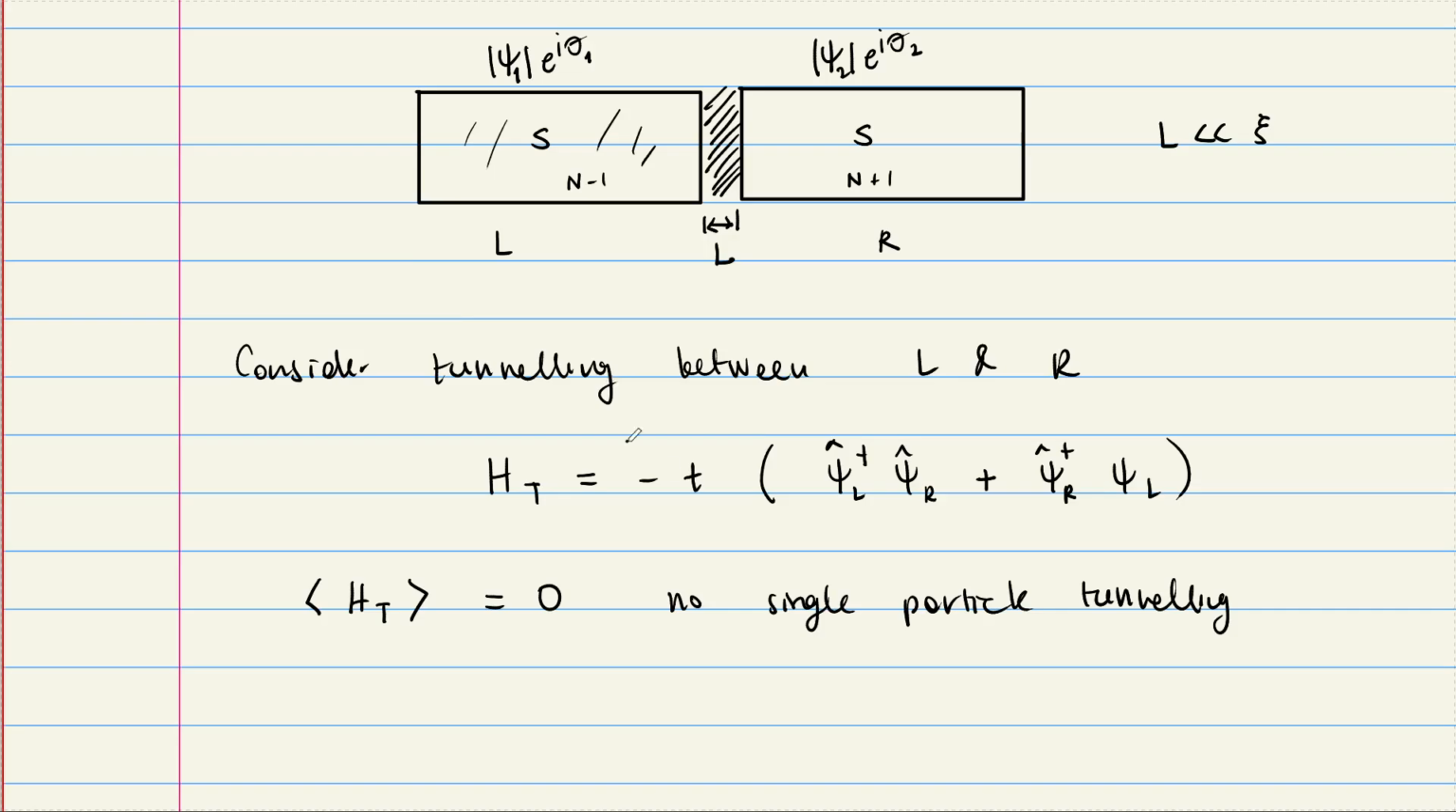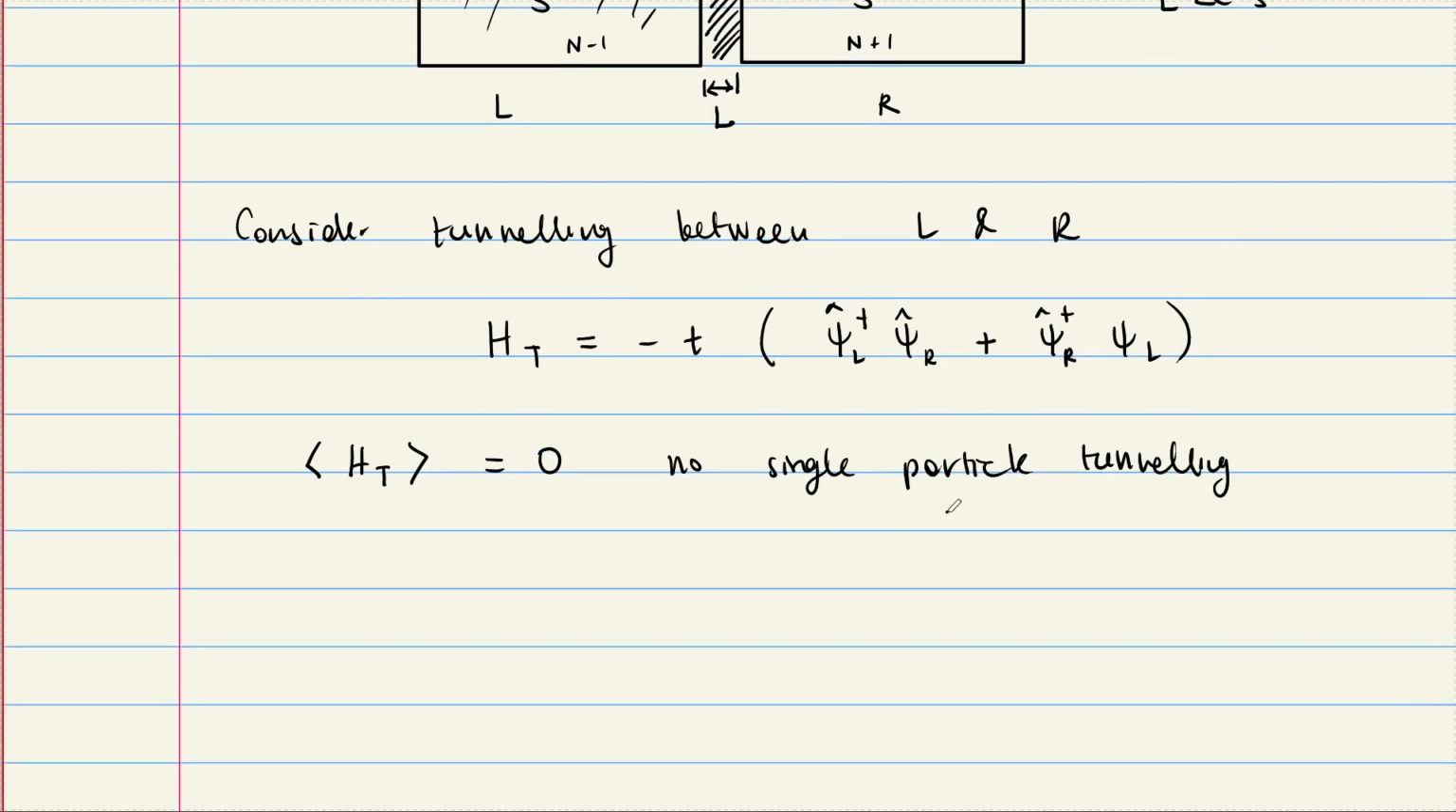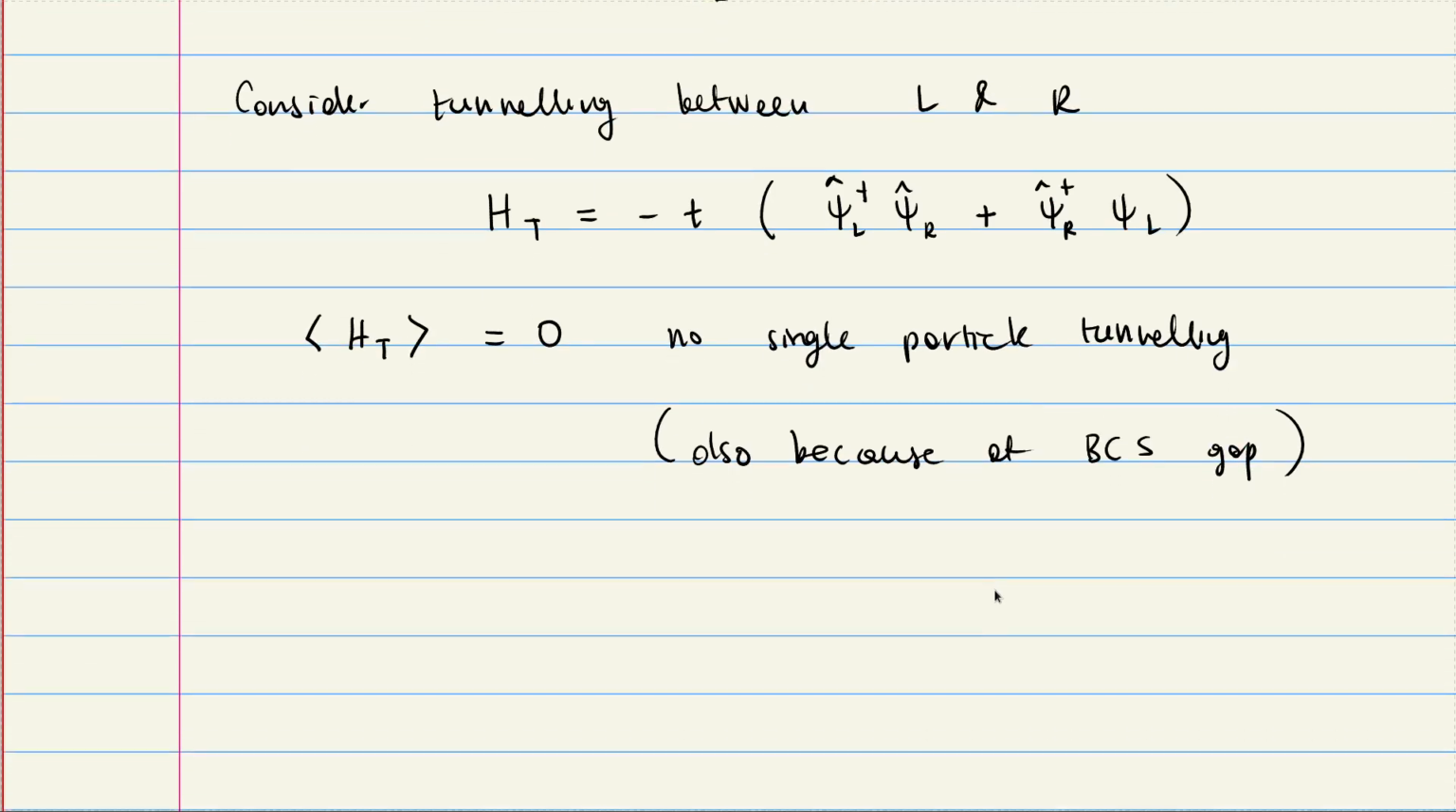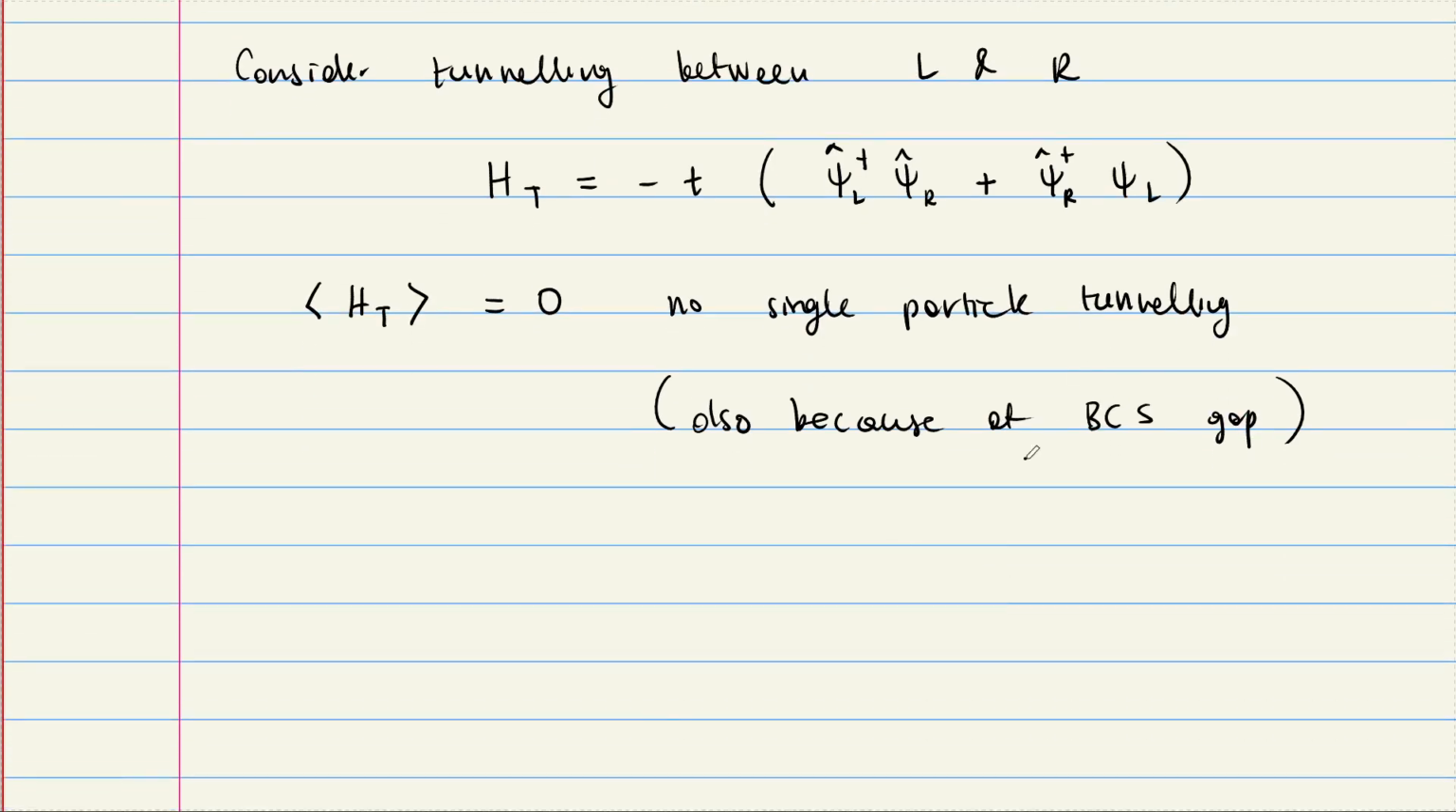This can actually happen when you have the leads and you have a grand canonical ensemble. This can also happen, but even then it is forbidden also because of the BCS gap. Let me just not mention that too much because we are going to be talking about this a lot. For the moment it's not very important. What is important is that to lowest order there is no tunneling. And we need to consider the second order.